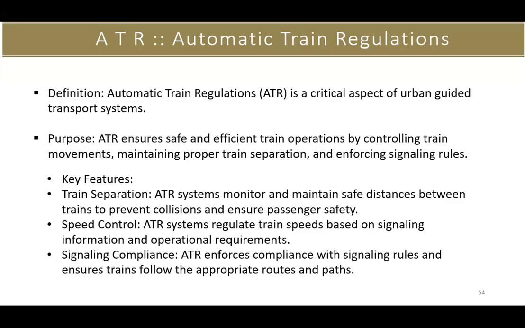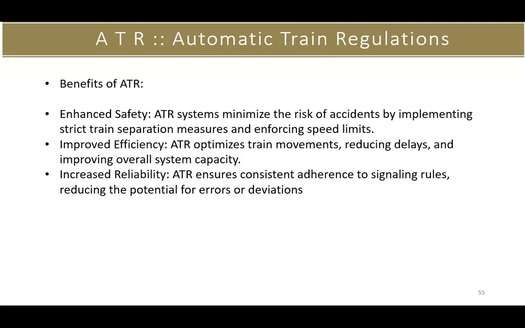The ATR system regulates the train speeds based on signaling information and operational requirements. And signaling compliance: the ATR enforces compliance with the signaling rules and ensures the trains follow appropriate routes and paths. The benefits of ATR are enhanced safety. The ATR systems minimize the risk of accidents by implementing strict train separation measures and enforcing speed limits.